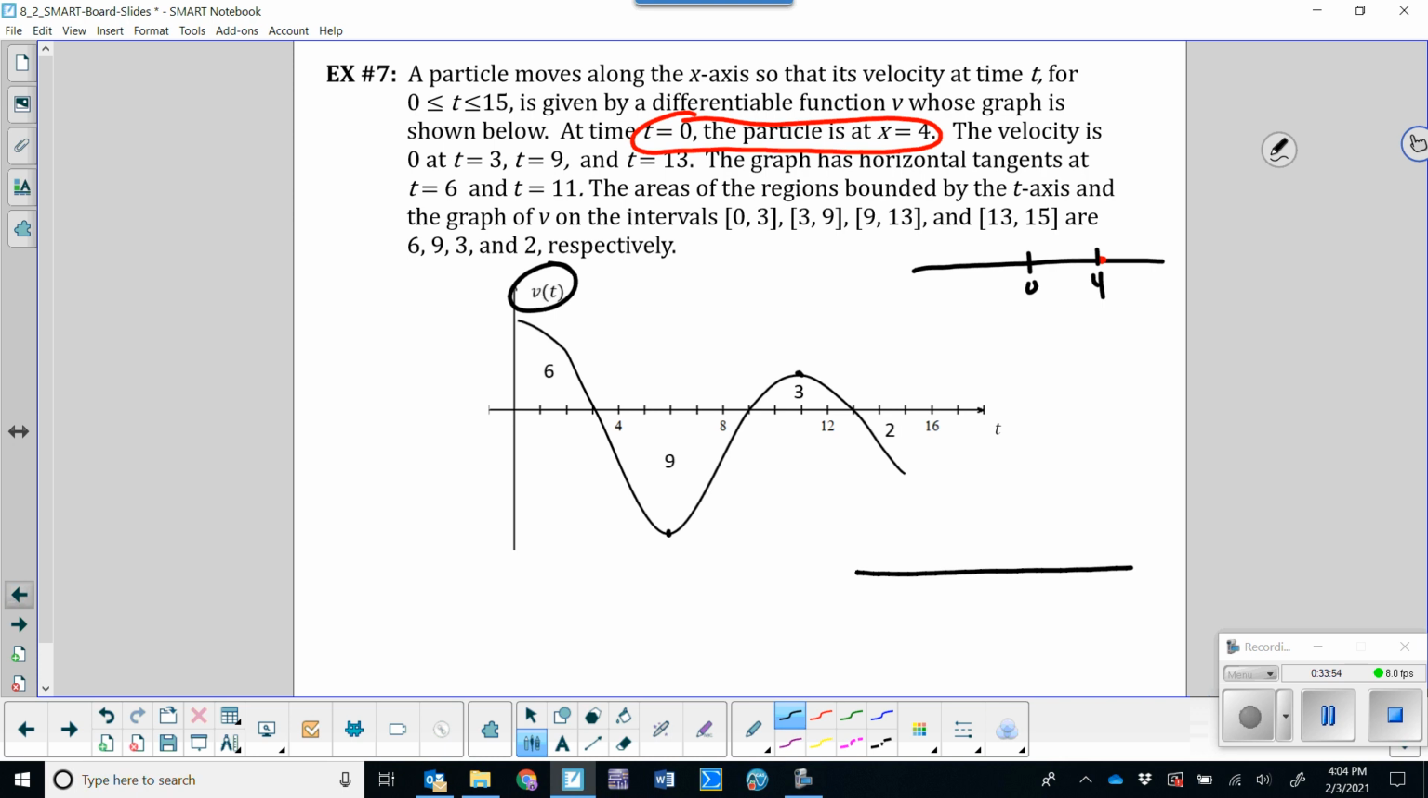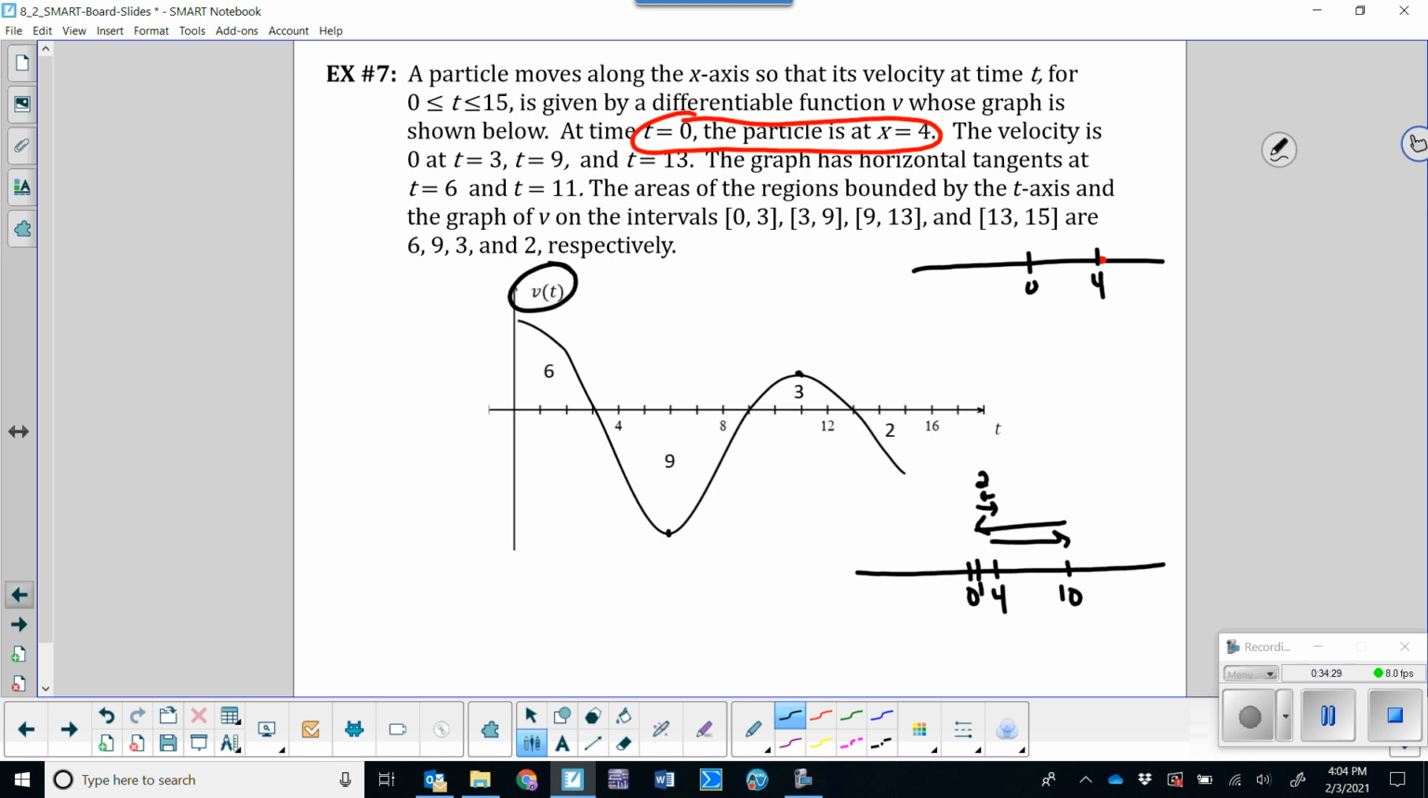So if you wanted to, you could visualize that on a number line, okay? Like if you needed some help with that, you could think to yourself, okay, here's 0. It starts at 4. It's going to go 6 to the right. So here's your particle moving 6 to the right. Then it's going to move 9 to the left. So that's going to put it at 1. And then it's going to move 3 to the right. So it's going to be back to 4. And then it's going to move 2 to the left. So it's going to move just 2 this way. So that's going to put it at 2.